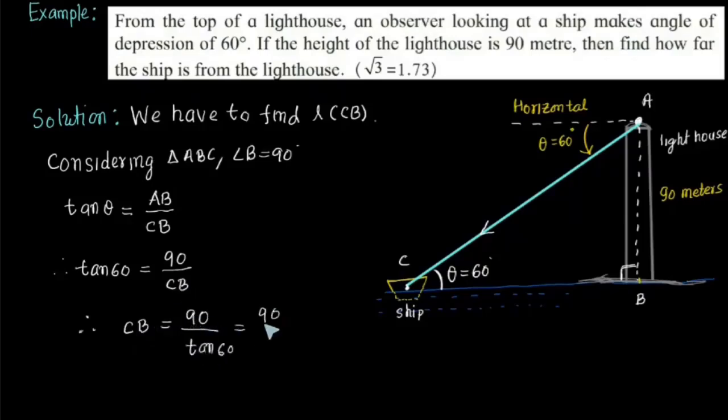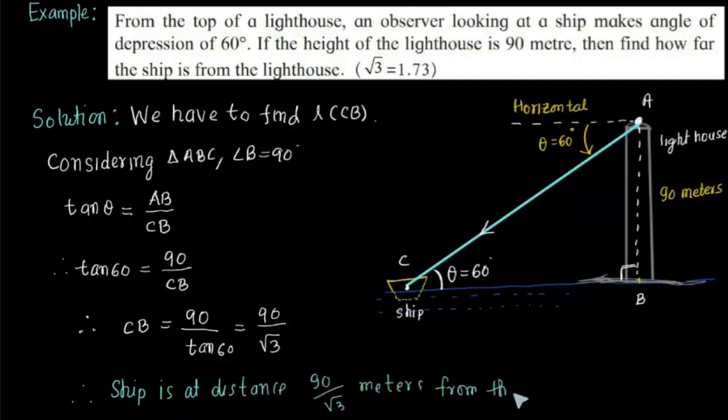So 90 divided by tan 60. Tan 60 is, friends, root 3. Okay, so from here you get, therefore the ship is, so we got this distance CB as 90 by root 3 meters. Okay, so we can say therefore the ship is at a distance 90 divided by root 3 meters from the lighthouse.